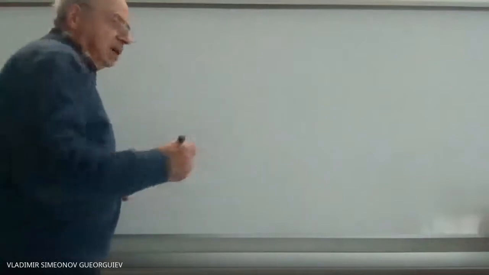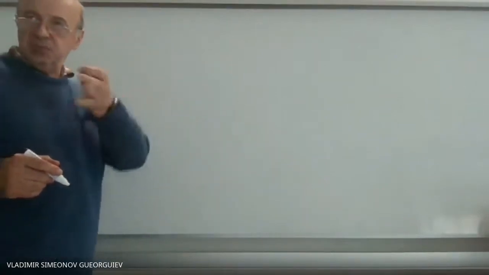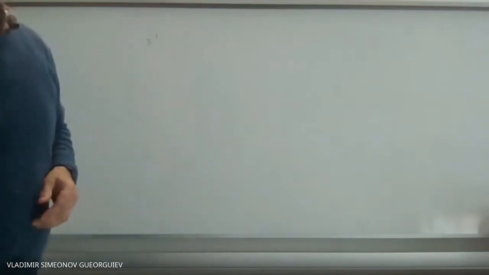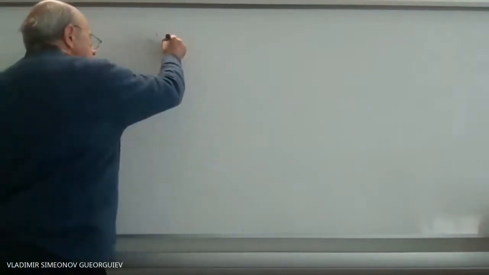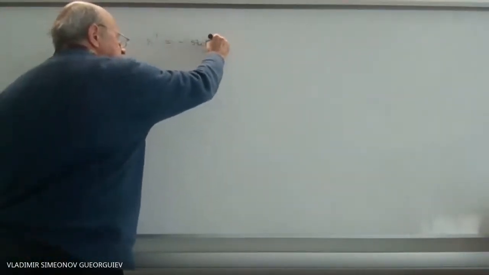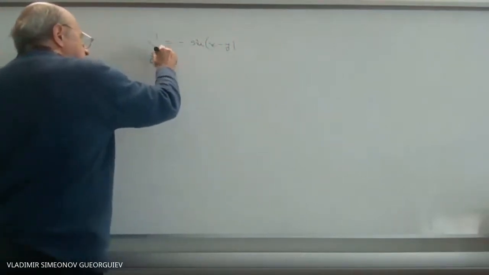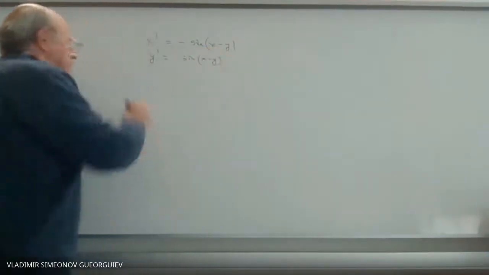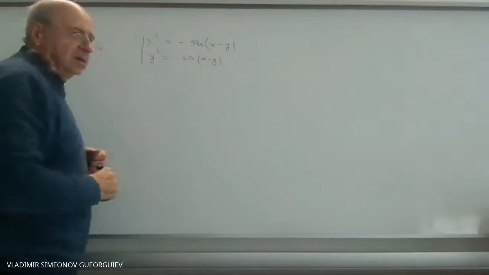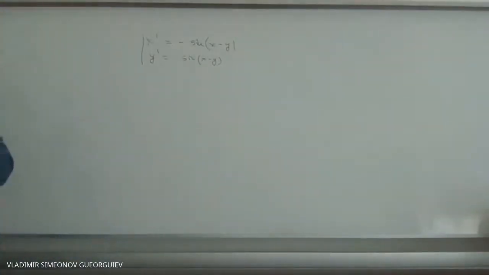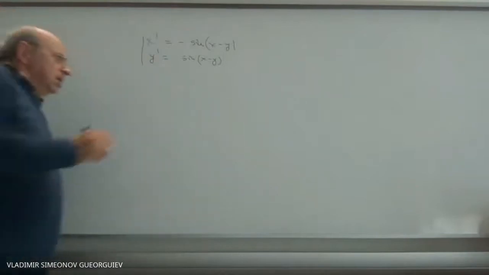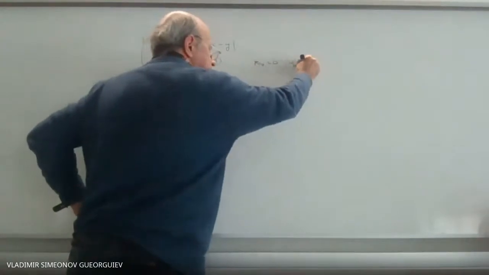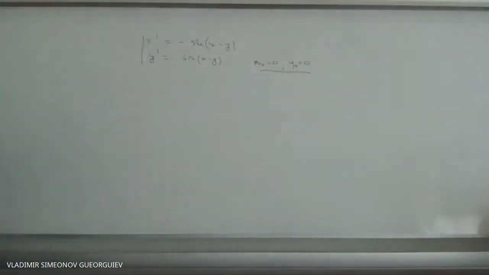So instead of theta 1, theta 2, I shall use x, y as in the software. So we have x prime was minus sine of x minus y. y prime was sine of x minus y. And we said, let us take the point A, the stationary point 0, 0. So let us take x0 equals 0 and y0 equals 0. So this stationary point is given.